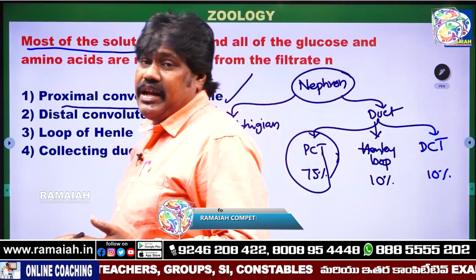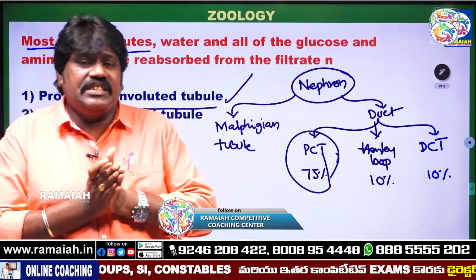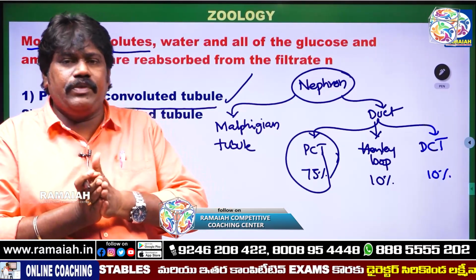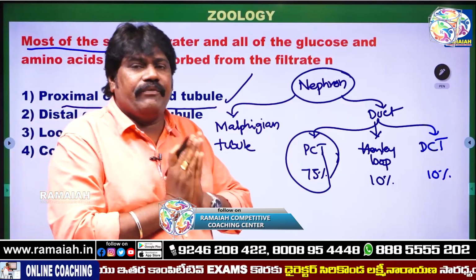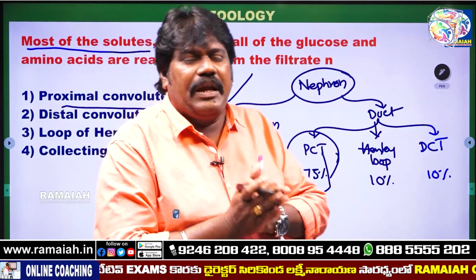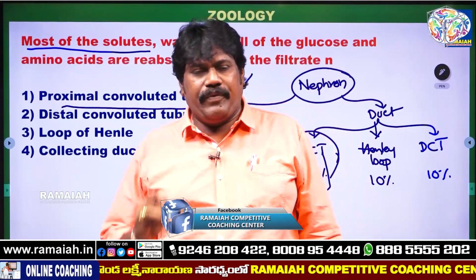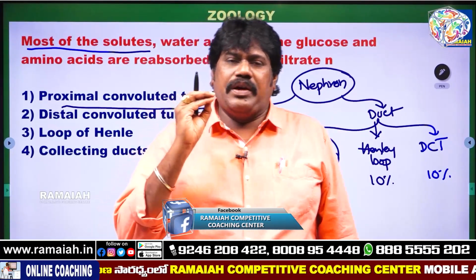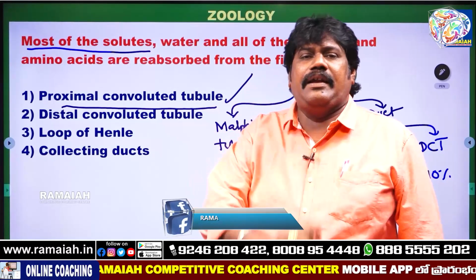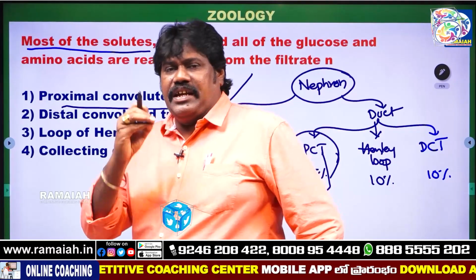When questions of this type are asked from the excretory system, we should know the full structure of the nephron. How many nephrons are present in a kidney? What are the main parts of the nephron? The next one is the Malpighian tubule and then the duct part. How many parts are in the duct?